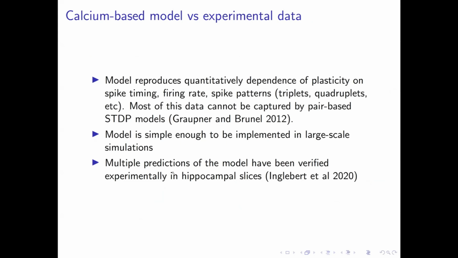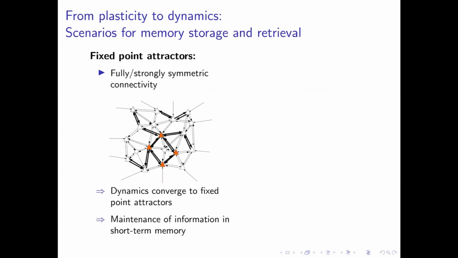All right, so now let's jump to the network level. I'll be switching gears a little bit. The question, again, is basically how does plasticity shape the dynamics of networks? Of course, there are several classical scenarios that we know about that have been around for a very long time. For example, a scenario in which plasticity shapes the network in such a way as to create fixed point attractors.